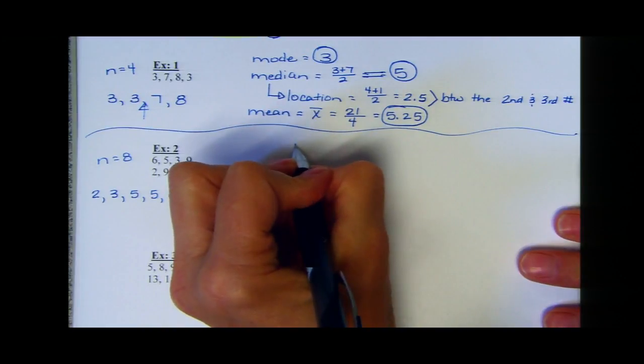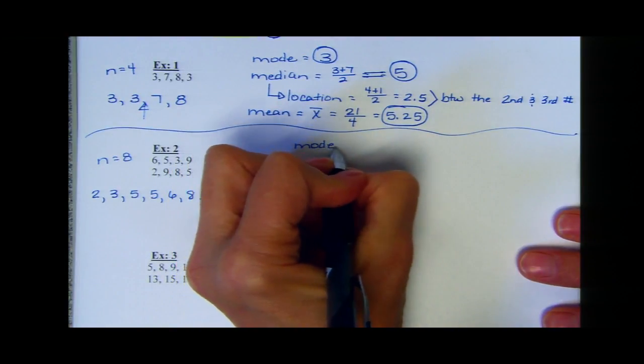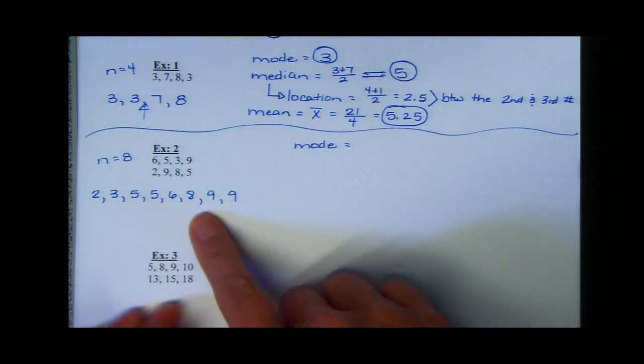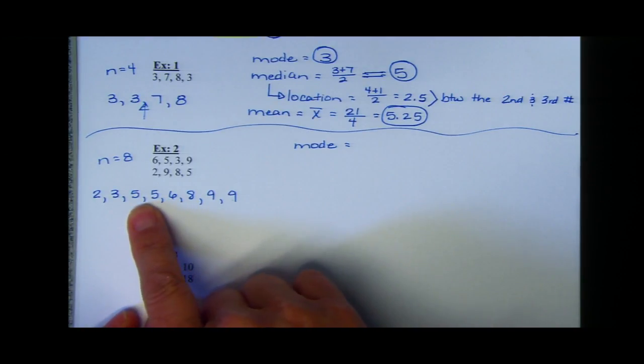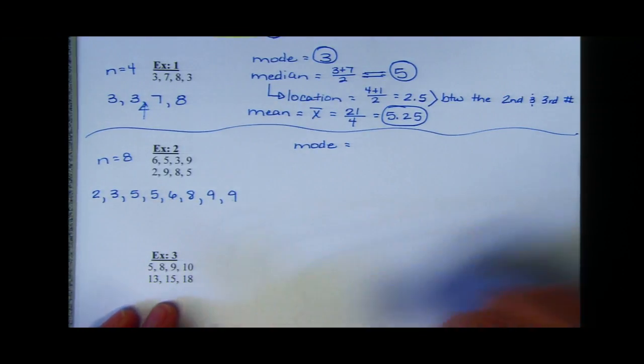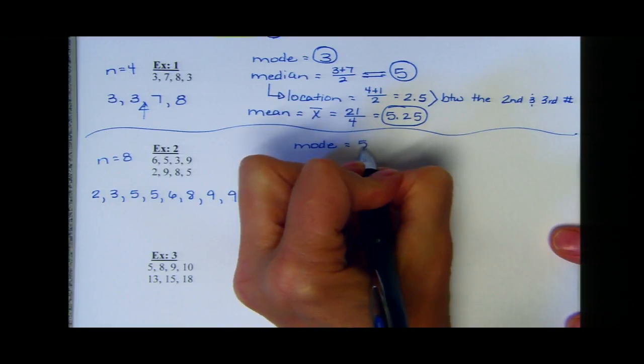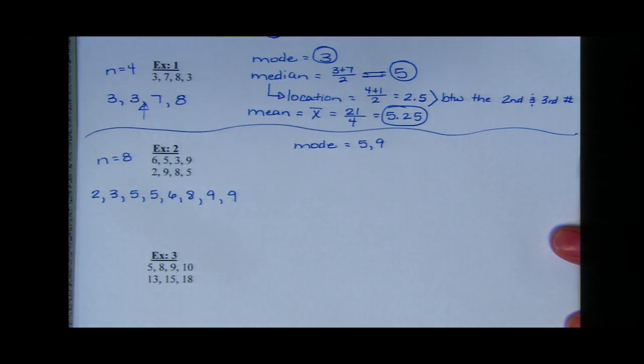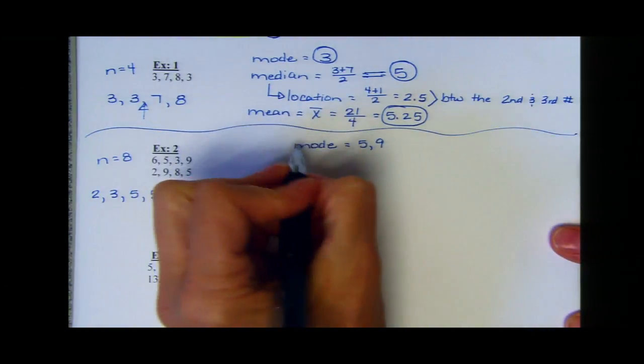So the first thing I'm going to list is my mode, the value that is listed most frequently. Well, when I look down here, there are two 5s and two 9s. So in this case, my mode is going to be the 5 and the 9. So it is okay, and sometimes you will get multiple modes.